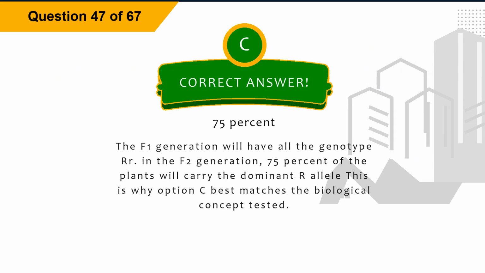The correct answer is option C, 75%. Explanation. The F1 generation will all have the genotype Rr. In the F2 generation, 75% of the plants will carry the dominant R allele. This is why option C best matches the biological concept tested.